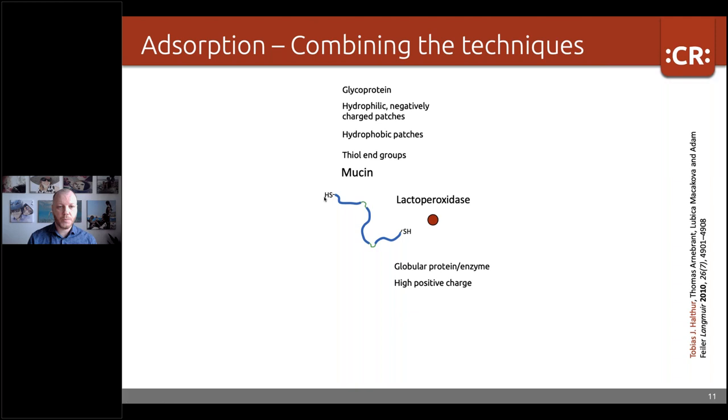And then I also had lactoperoxidase, which is in many ways opposite to mucin. This is more of a globular protein, or actually an enzyme, and it carries a high positive charge.